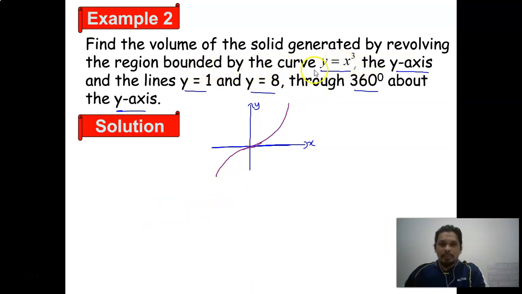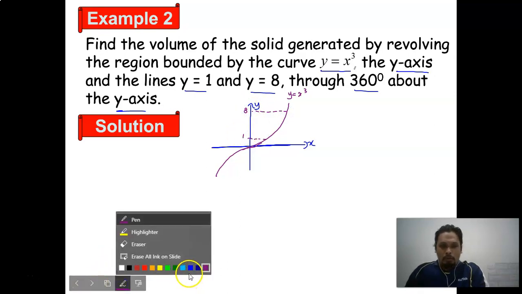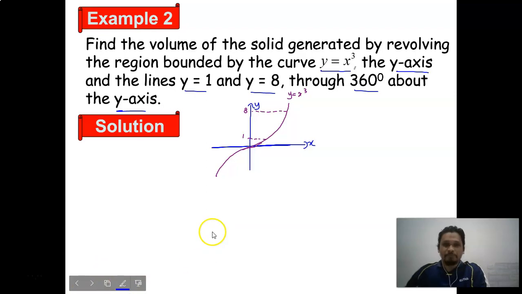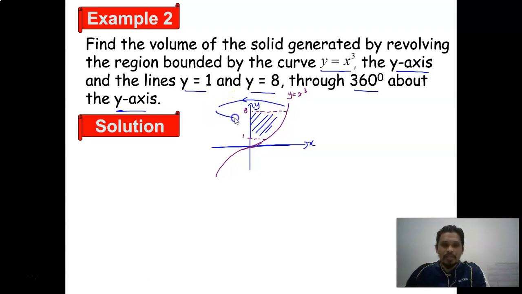The region bounded by the curve y equals x cubed. So this is the graph, y equals x cubed, the y-axis, y equals 1 until y equals 8. So this is the area that we're going to rotate 360 degrees about the y-axis.